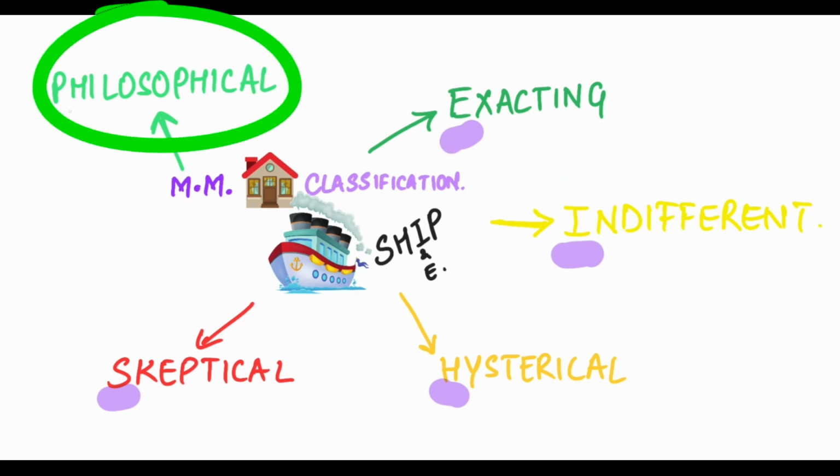Moving forward to P. P is philosophical. These patients are your ideal patients. They have the best mental attitude required for complete denture treatment. They are well motivated and they desire treatment for the maintenance of their health and appearance and accept complete denture treatment as a normal procedure. They are rational, sensible, calm, and composed even in difficult situations. So these are your philosophical patients. They are the ideal patients.